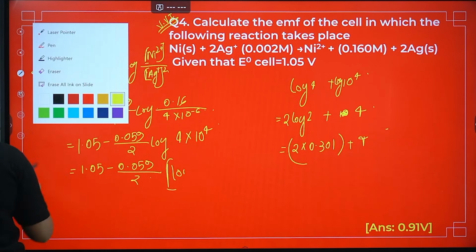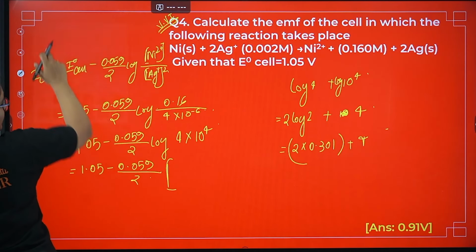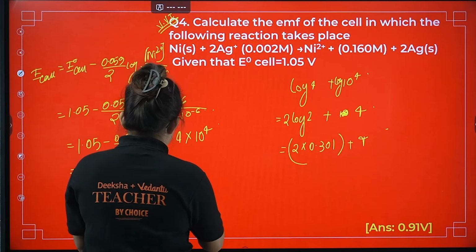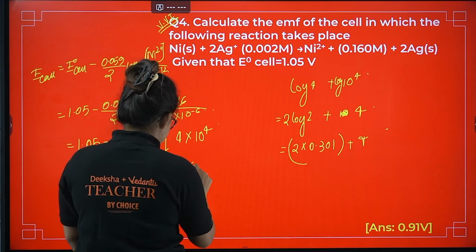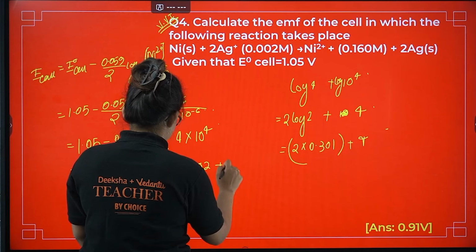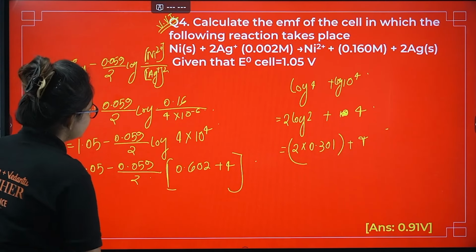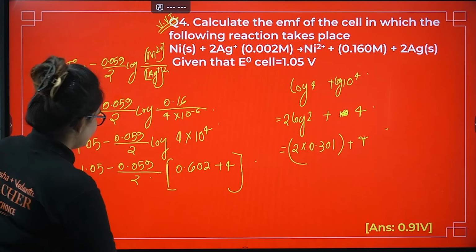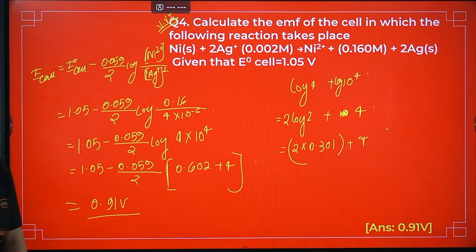Okay, so let's go ahead. So if you multiply that, what will it come to? It will come up to be 0.602 plus 4. I'm not going for a detailed calculation further, you can do it. Your answer will come up to be 0.91 volt. Okay, I guess this is clear for you. Yeah, let's go ahead.